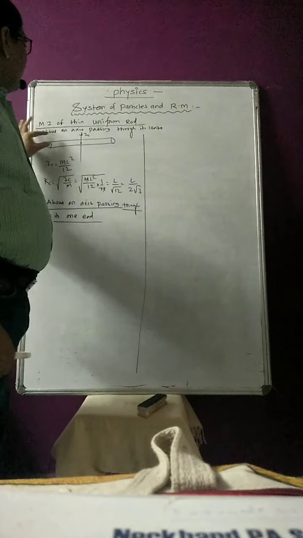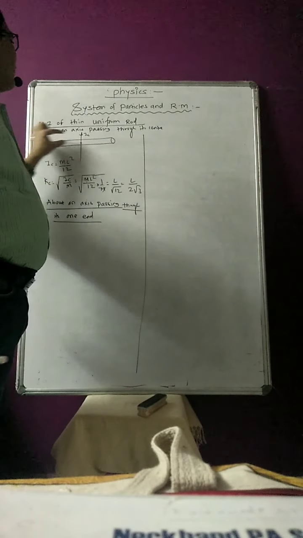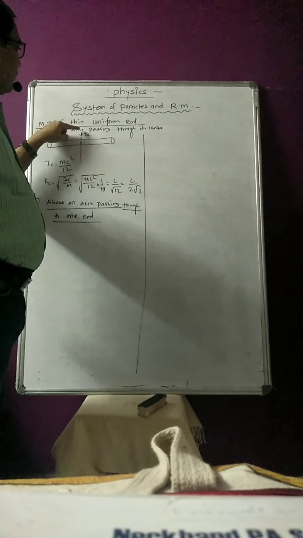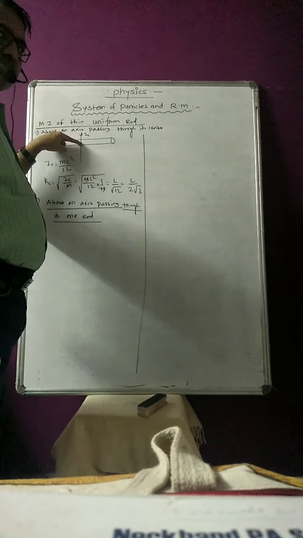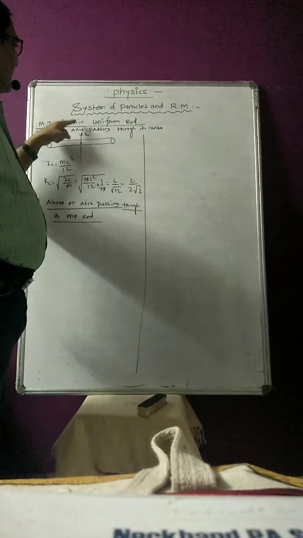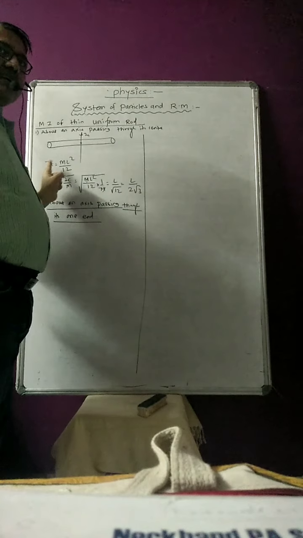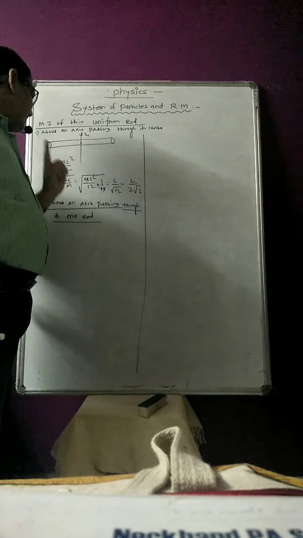So if I consider this rod having length L, and M is the mass of the rod, and I want to find the moment of inertia about its transverse axis, that is the axis passing through the center but perpendicular to its length, the answer is ML square by 12. So that you have learned.